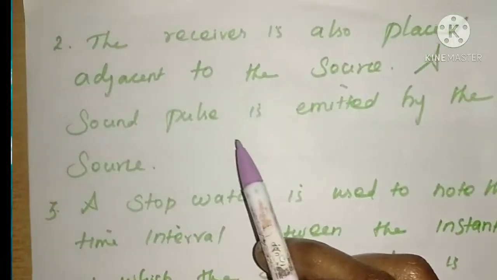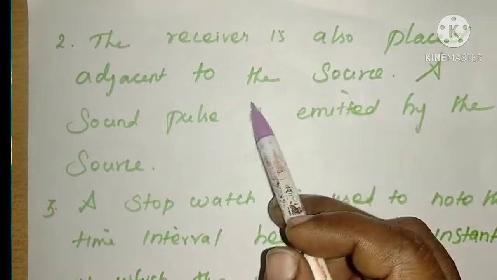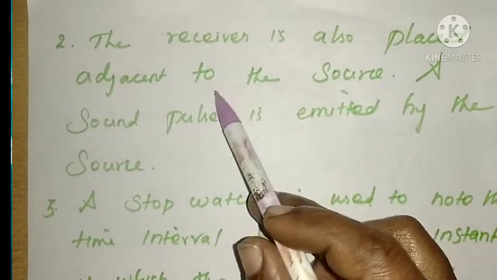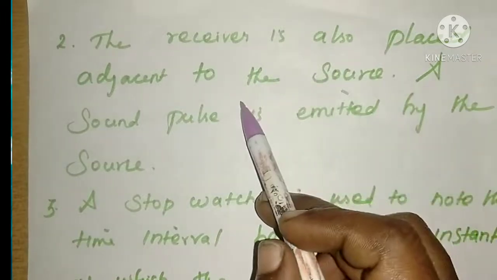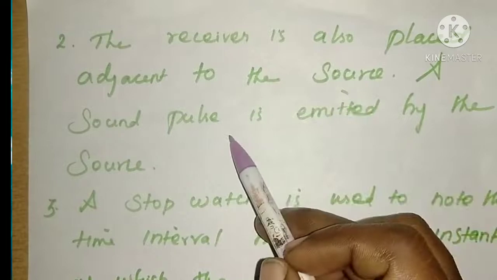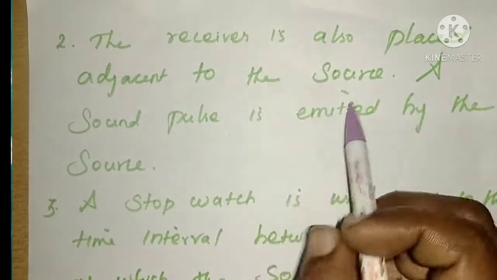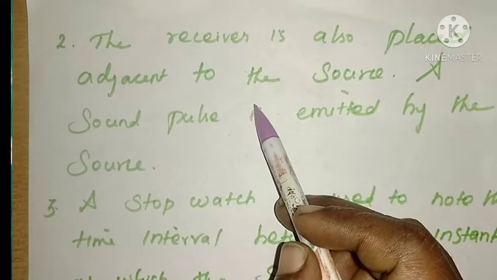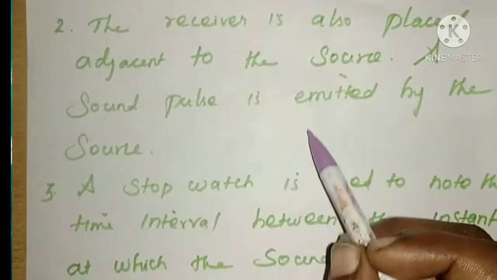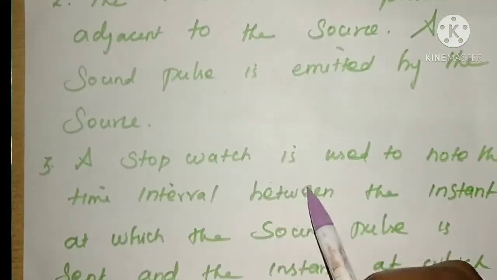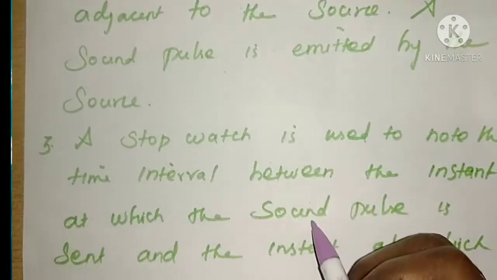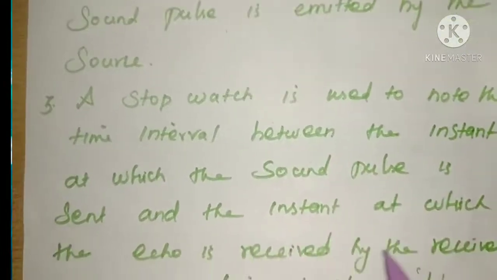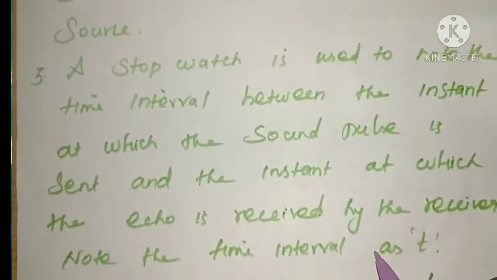Next step, the receiver is also placed nearer to the source of sound. You have to place the receiver nearer to the source of sound, and we can collect the reflected signals. They will be collected by the receiver. A sound pulse is emitted by the source. Now we have to take a stopwatch. It is used to note the time interval between the instant at which the sound pulse is sent and the instant at which the echo is received by the receiver. I have to note the time interval, that is t.